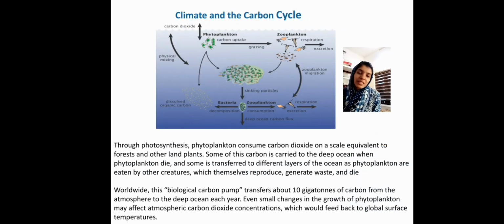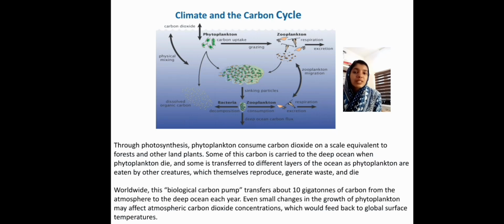Climate and the carbon cycle. So, what is the relationship between the climate, carbon cycle and the phytoplankton? So, in this picture we can clearly see that the phytoplankton consume the carbon dioxide from the atmosphere, and some of this carbon is carried to the deep ocean when phytoplankton die. So, some is transferred to different layers of the ocean as phytoplankton are eaten by other creatures such as zooplankton, which will themselves reproduce, generate waste and die.